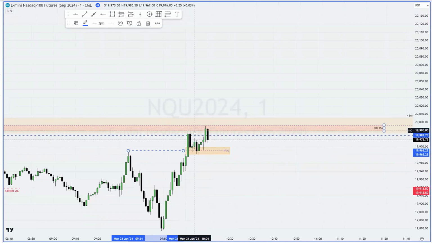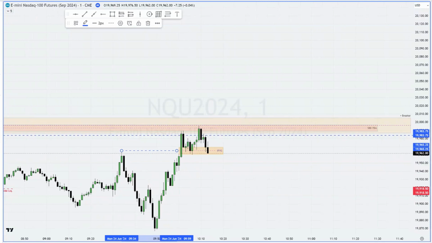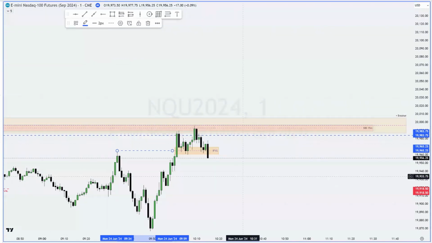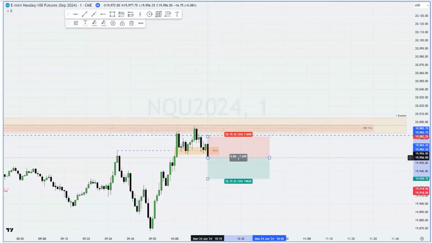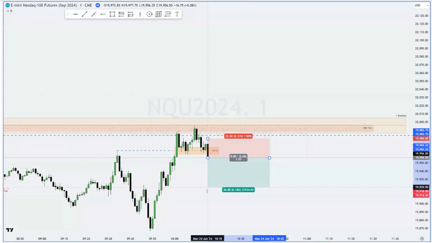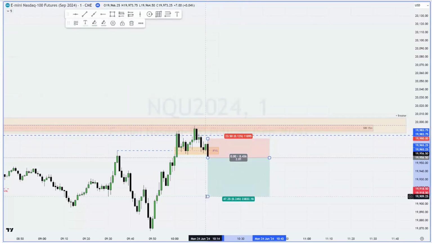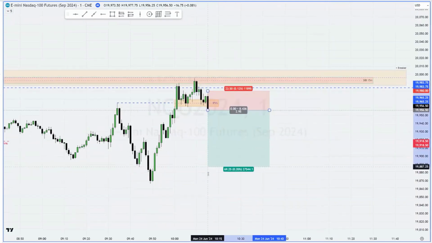We took more liquidity from the upside, and then what we see is that we close below. This is our entry. So we take a short here. Our stop would be up here at the candle that broke the inversion fair value gap. We enter at market, and our target can be a fair value gap down here. And the last target would be down here.